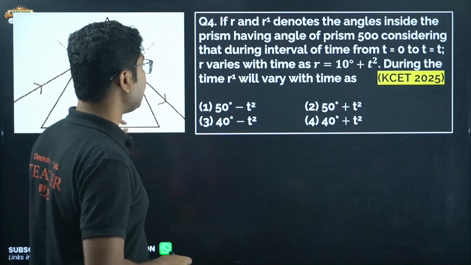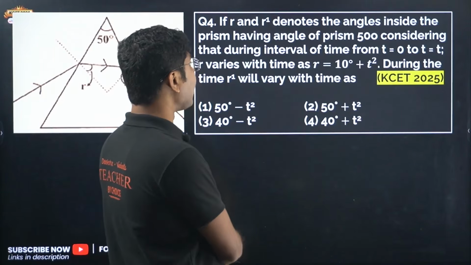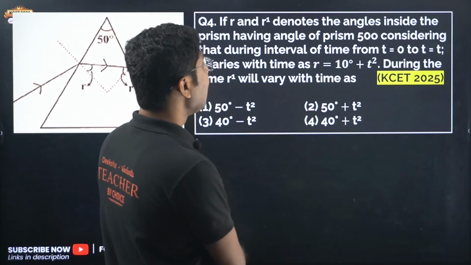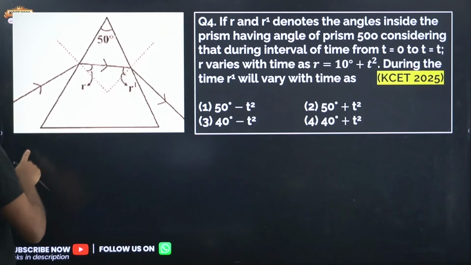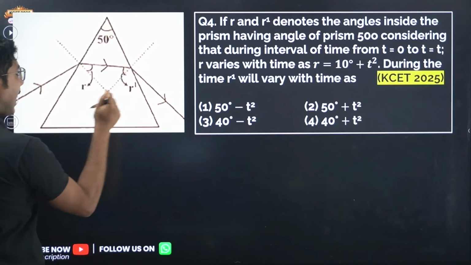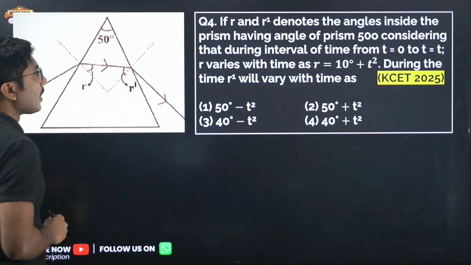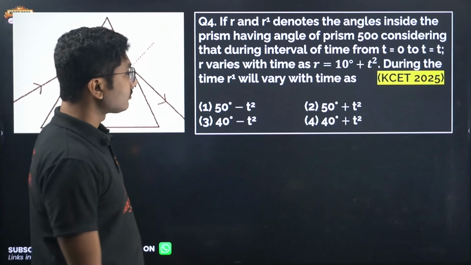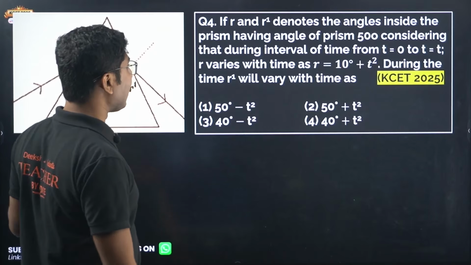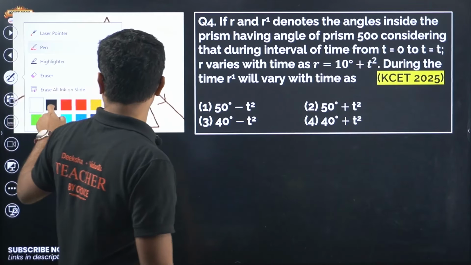Now let's continue with the lecture. If r and r1 denote the angles inside the prism. So here we have r and r1. Okay, so r and r1 are the refractive angles of the prism. The prism has an angle of prism 50 degrees. So this is 50 degrees.